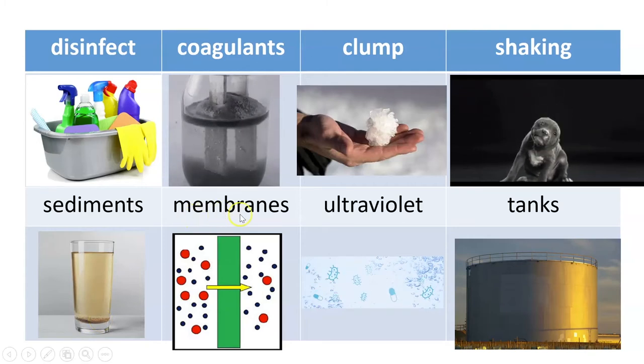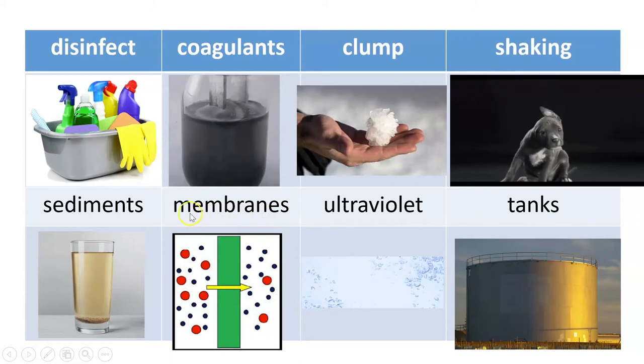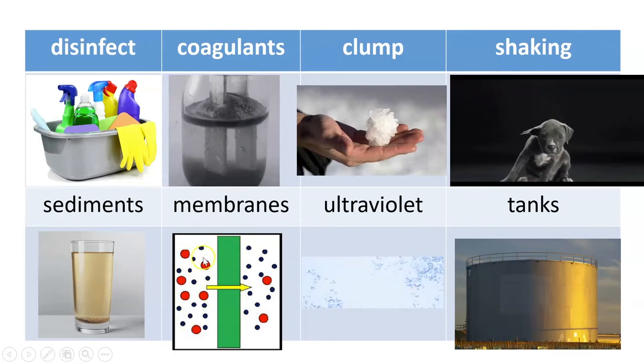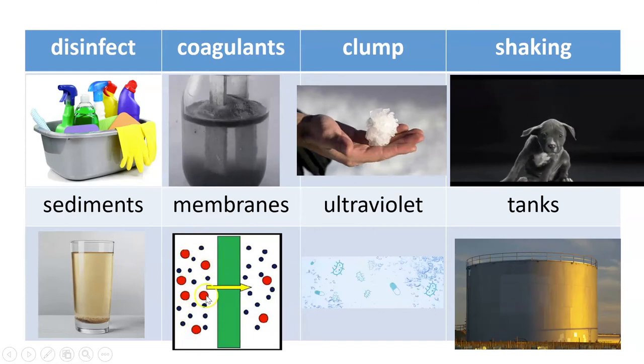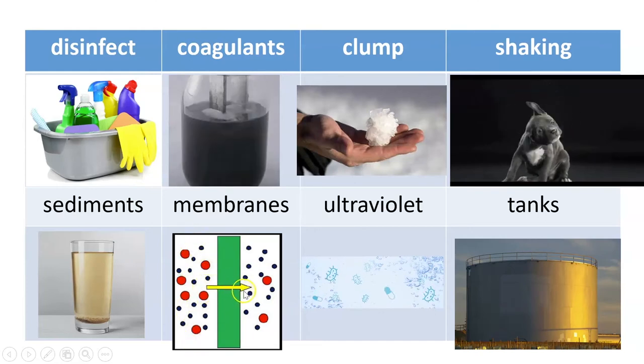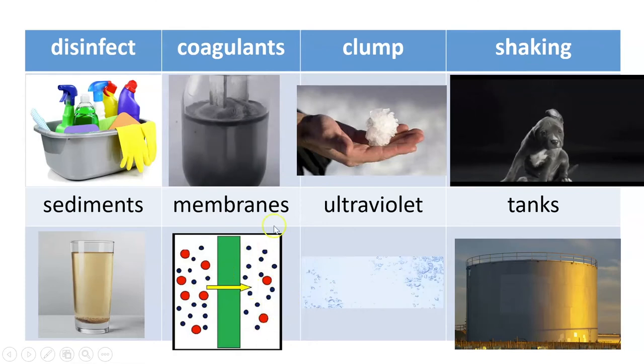Next, we have membranes. So the green part in this image here is the membrane. And we have the water with the sediments on one side with the impurities. It goes through the membrane, and then we have less impurities, less sediment, so it's cleaner when it comes through the membrane.